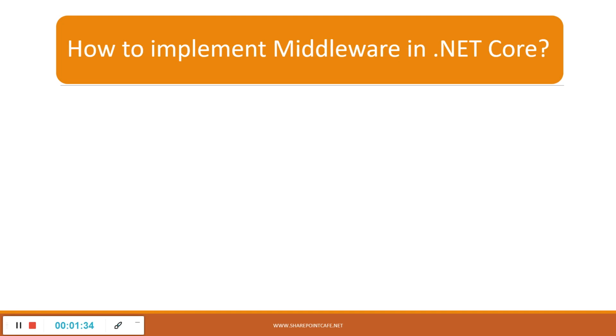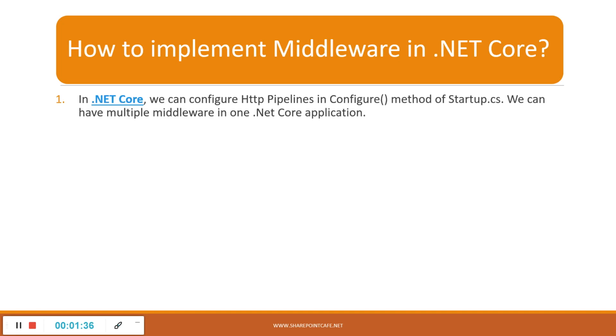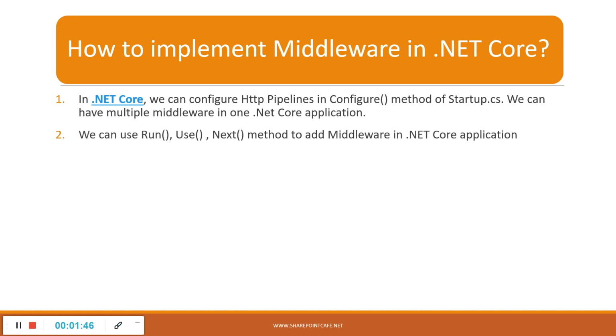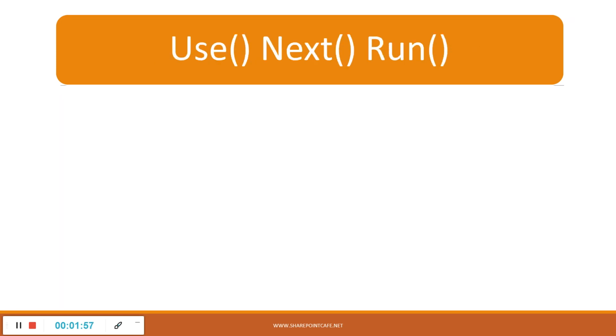So how to implement middleware in .NET Core? In .NET Core, we can configure the HTTP pipeline in the Configure method available in the startup.cs file. We can have multiple middleware in one .NET Core application. So what are the methods and process to use that? We can use the Run, Use, and Next methods to add middleware in a .NET Core application. So what are these methods?